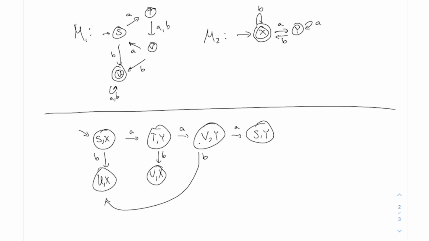Everybody following what we're doing, I hope? Okay, SY, let's do that one. S and Y. When I do A from S, it goes to T, and Y stays at Y, so that goes to TY. Okay, I can do that.